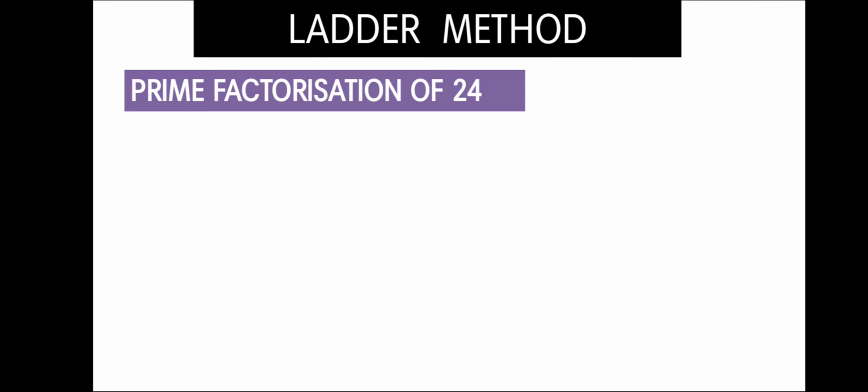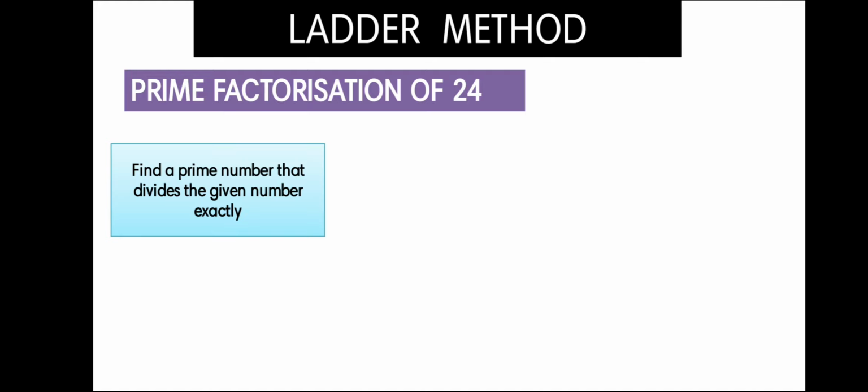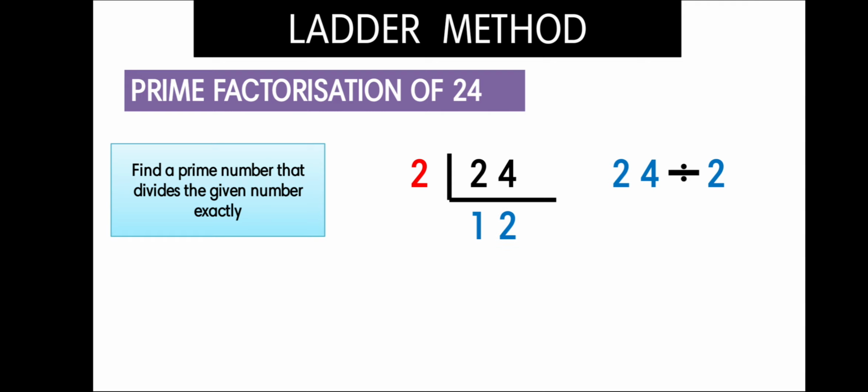Let's see the ladder method. Here, let us find the prime factorization of 24. First we find a prime number that divides the given number exactly. 24 is an even number, so it will surely be divisible by 2. So let's divide 24 by 2. When we divide 24 by 2, we get 12.